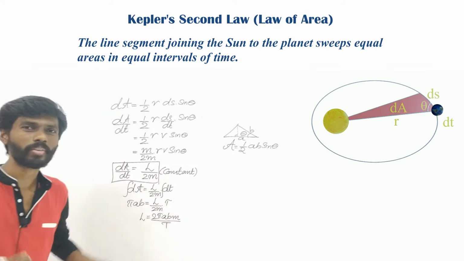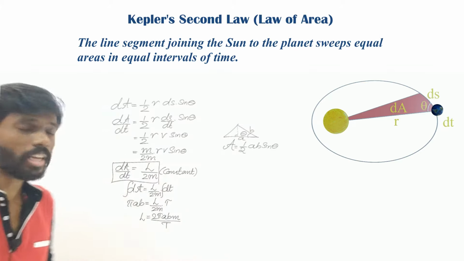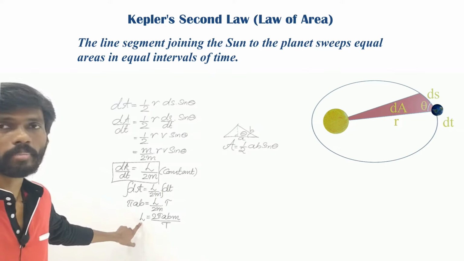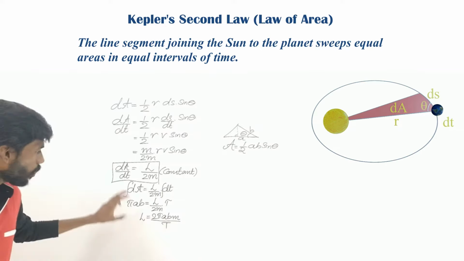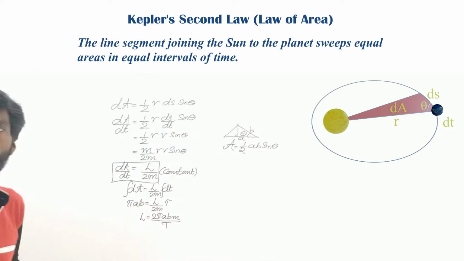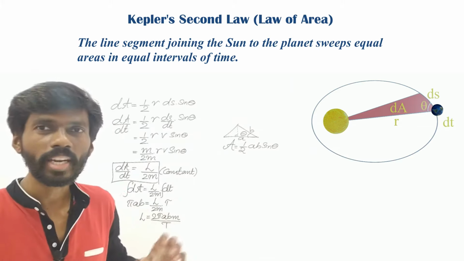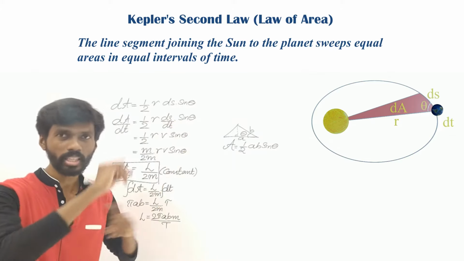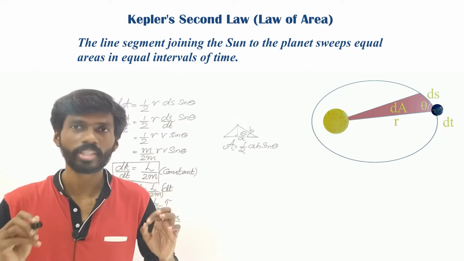So this is one formula. You can use it if required in the question. The relation between the angular momentum and the time period. Alright, so there is a relation between these two. So that can also be used whenever required. So that is Kepler's second law. The rate at which the area is swept by the radius vector is a constant value.